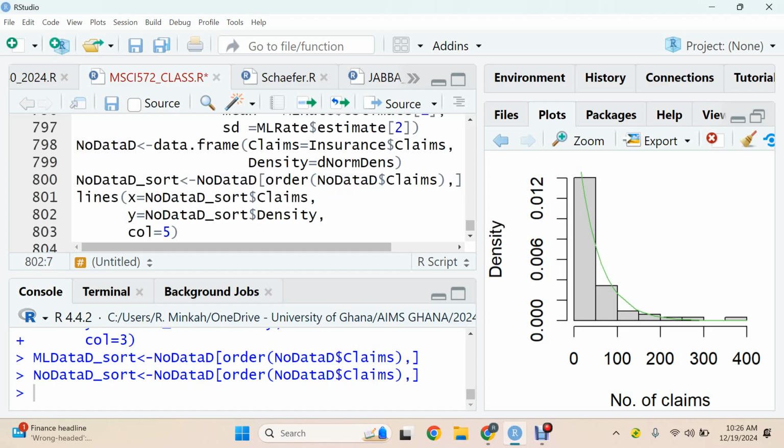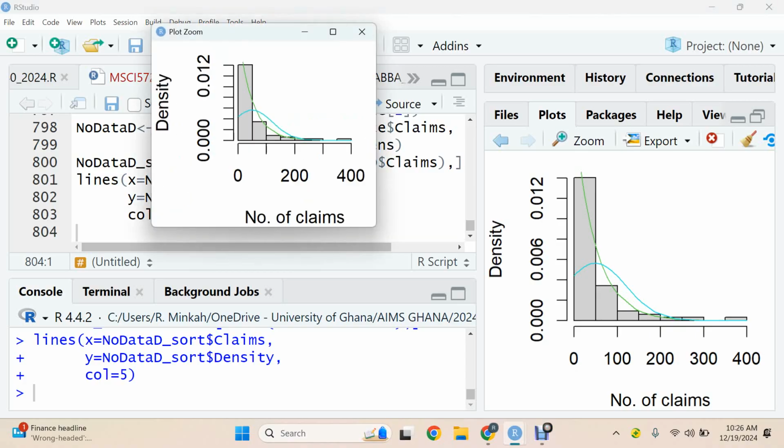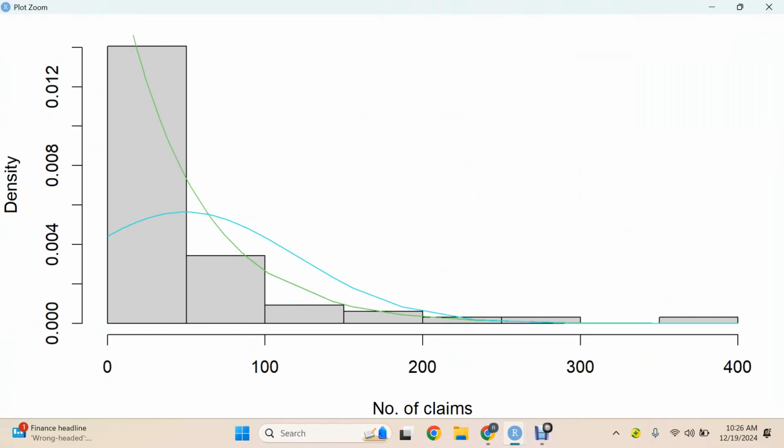Okay, which color do you want? We said 5, right? Yes. So now let's see. So you see our plot. Now the question is, which one would you prefer? Green. Do you get what is going on? So this is how we assess the fit of a data to a particular distribution.